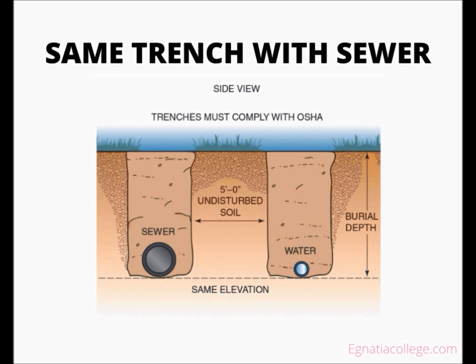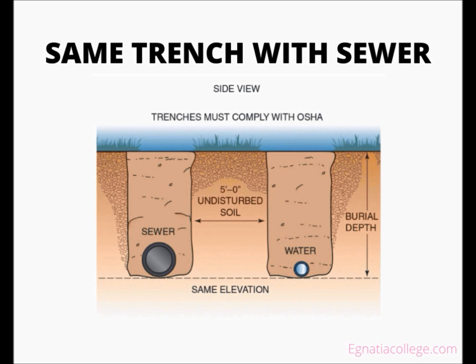When placing soil back in a trench, the soil must be compacted or tamped. Most codes dictate that a water service installed at the same elevation as a sewer must be separated from the sewer by at least 5 feet of undisturbed or compacted soil.